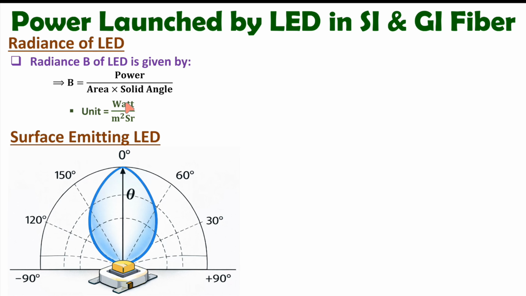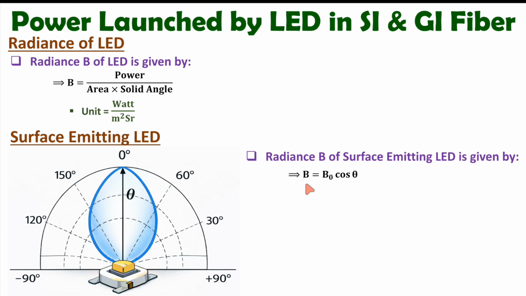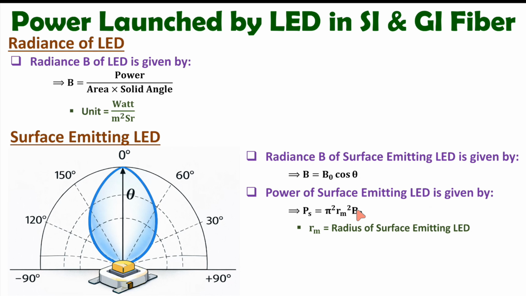First of all, let me explain the radiance of surface emitting LED. That is B is equal to B naught cos theta. This is the Lambertian radiation pattern of surface emitting LED. Here B naught is the maximum value of radiance, right? The total power radiated by it is pi square Rm square B naught. Here Rm is the radius of surface emitting LED. If you have a surface emitting LED which has an effective radiation area with radius Rm, that is this radius Rm, right?